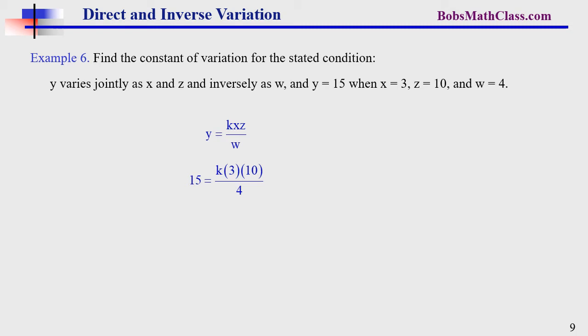Right, multiply the 3 and 10, that'll give you 30. You could reduce, or you could just clear fractions. I'm going to clear fractions. Multiply both sides by our denominator, which is 4. 4's cancel on the right. And 4 times 15 is 60. Now we could divide both sides by 30. 30 into 60 gives you 2. That's it. K equals 2.